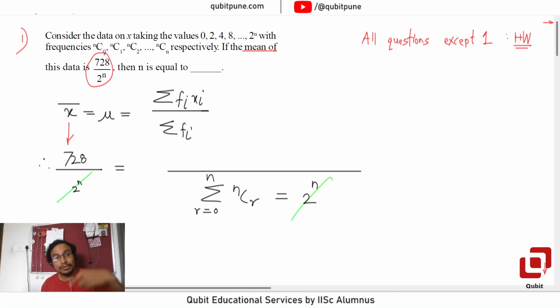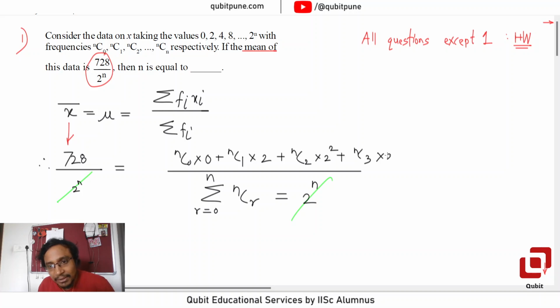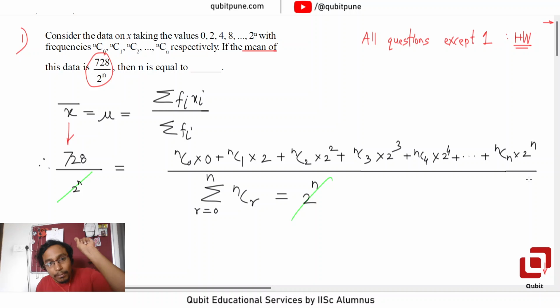Yes. Now let's go to numerator, which says nC0 into 0 plus nC1 into 2 plus nC2 into 2 squared plus nC3 into 2 cubed plus nC4 into 2 raised to 4, and the last term would be nCn into 2 raised to n. The moment you see powers of any number increasing with the binomial coefficients, subscript 1, 2, 3, समझ लो वो binomial theorem पर ही. Okay.